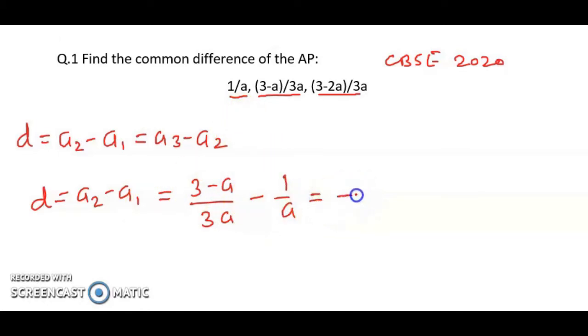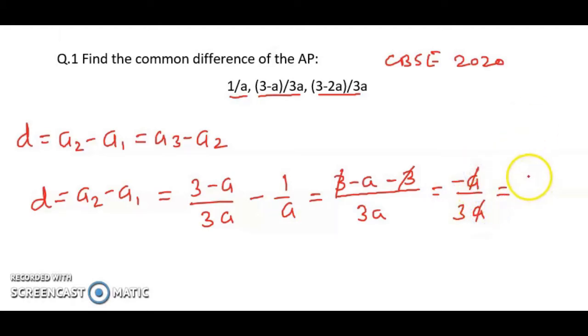So if you take the LCM here, the LCM will be 3a, and the numerator will be 3 minus a minus 3. So here this 3 will be cancelled out. So you get minus a divided by 3a. Further, if you cancel out this a and a, we will get minus 1 upon 3. So this is your answer. The common difference of this arithmetic progression is minus 1 upon 3.